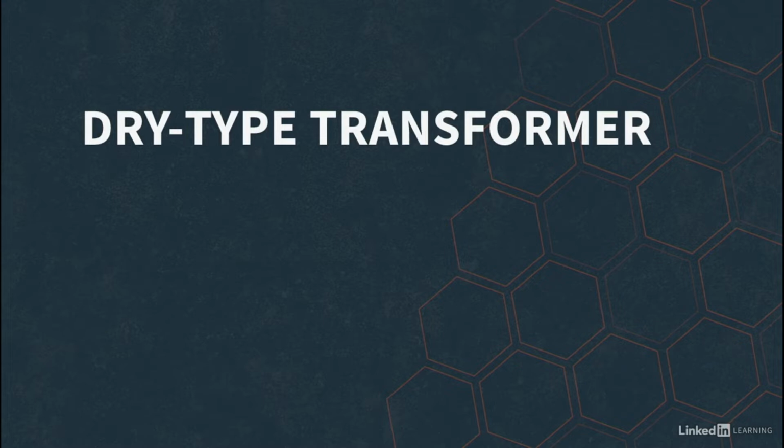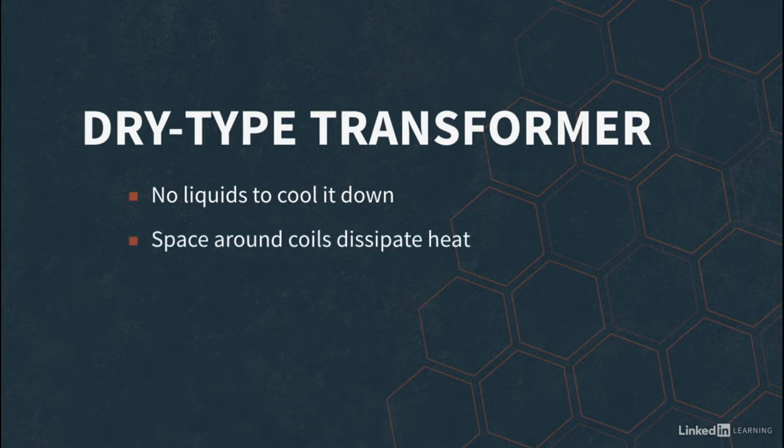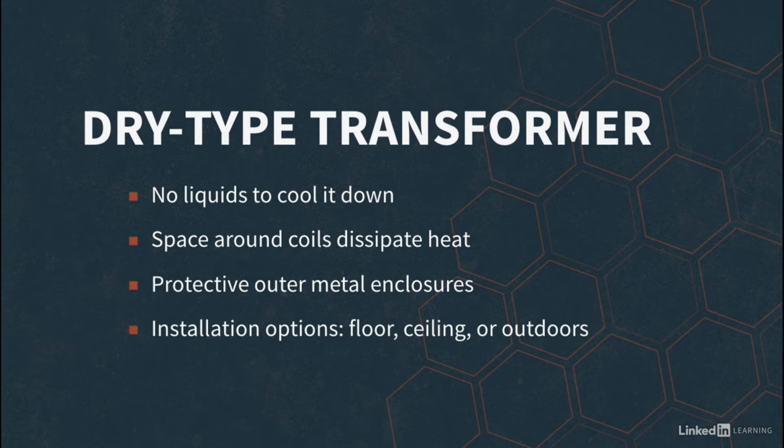One of the most common types of transformers that you would find inside of a building is a dry type transformer. It's called this because there are no liquids used in the transformer to cool it. Therefore, it is dry. These transformers have enough space around the coil and core to allow heat to dissipate effectively and not cause the transformer to overheat when it is in use. Most dry-type transformers have outer metal enclosures so that the energized portions do not come in contact with people or other equipment. These transformers can be mounted on the floor or hung from the ceiling and even installed outdoors.